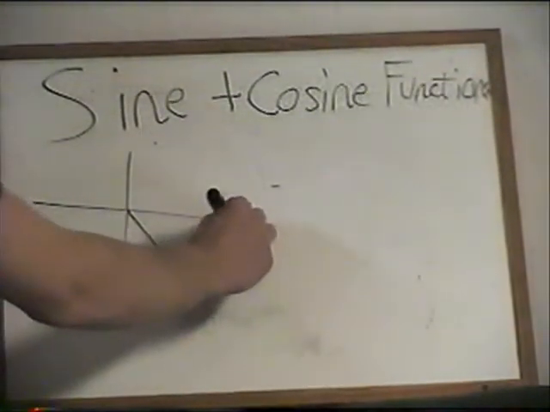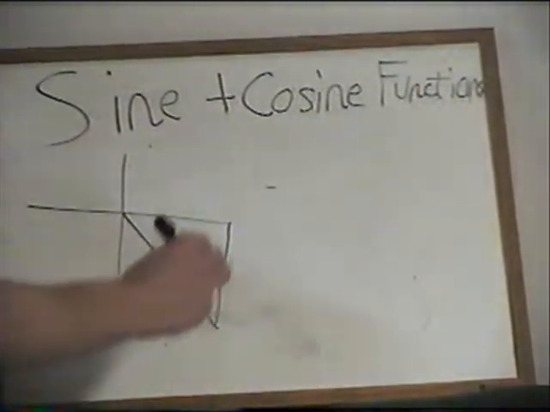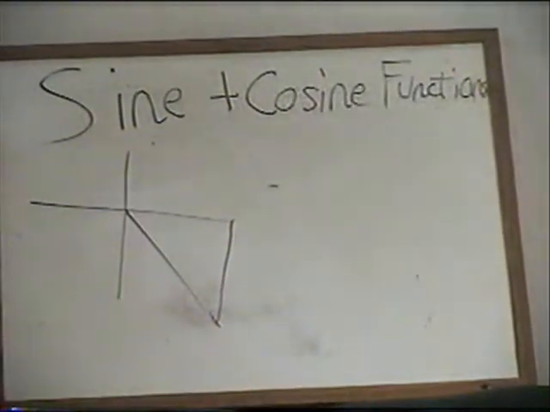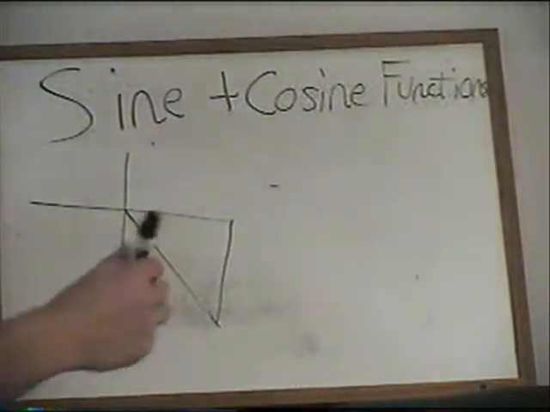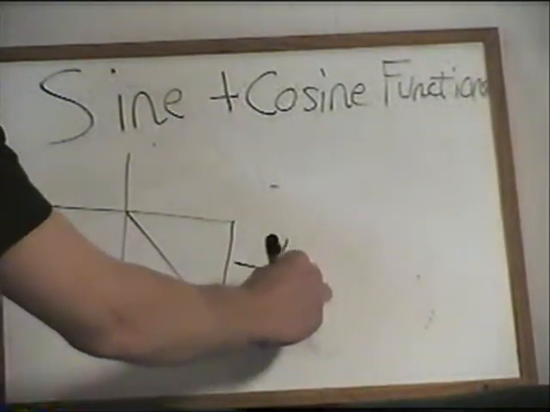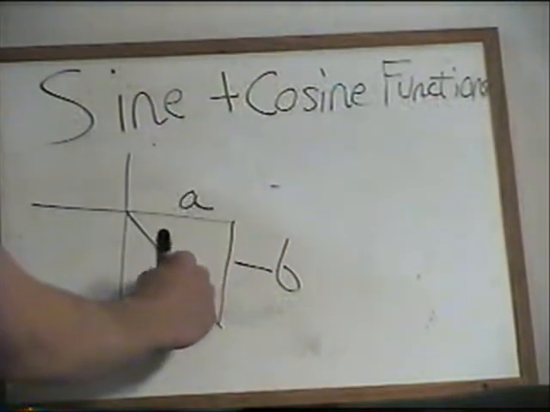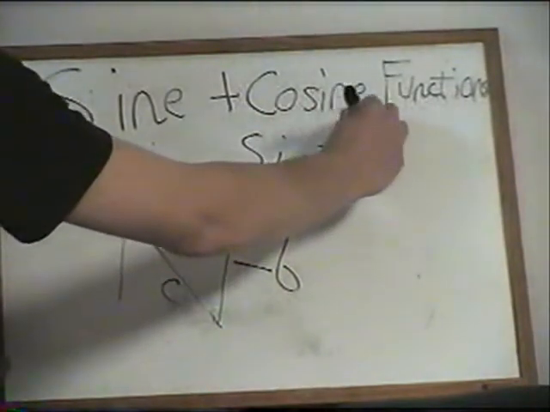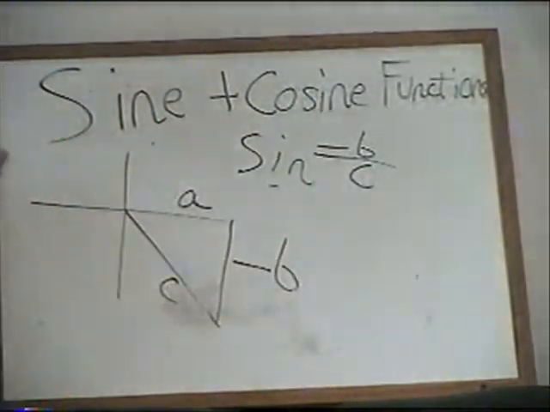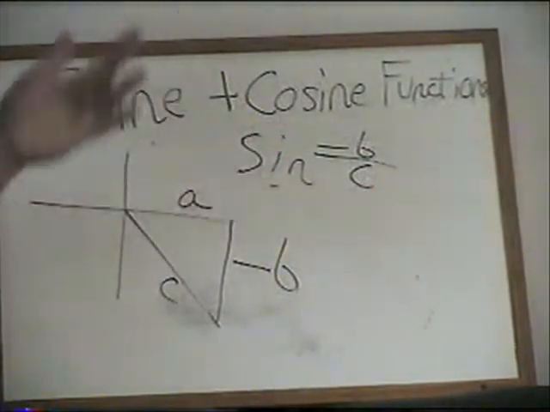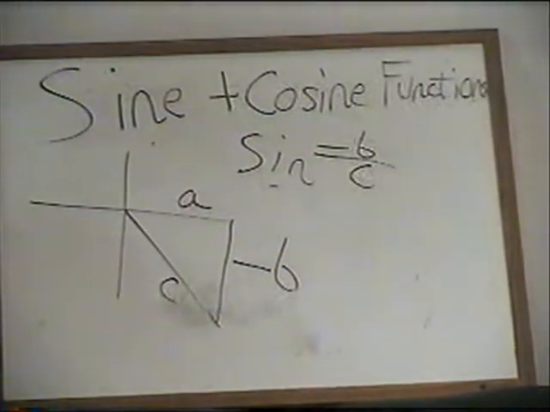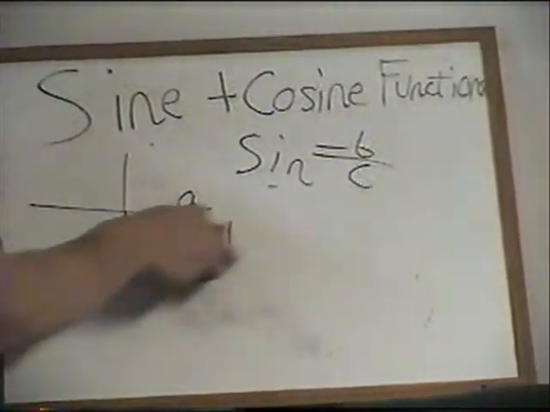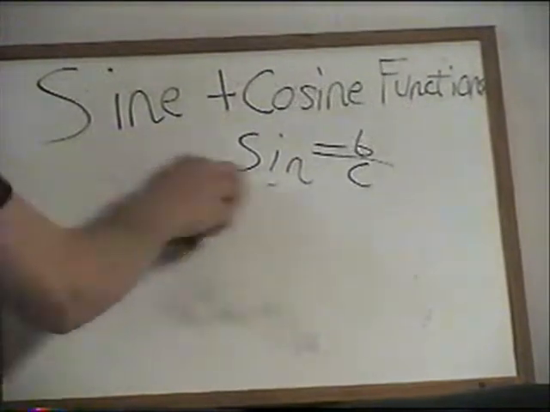So, we draw the perpendicular line, but in this case, this would be a negative measurement because it's going straight down, which means it would be a negative y value. So, we'll call this negative b, a, and c. The sine of this one would be negative b over c. Clearly, you would end up with a negative number as your answer because you're dividing a negative by a positive.